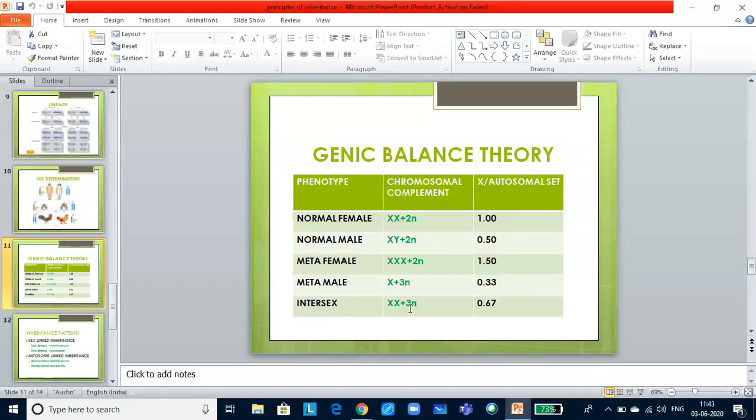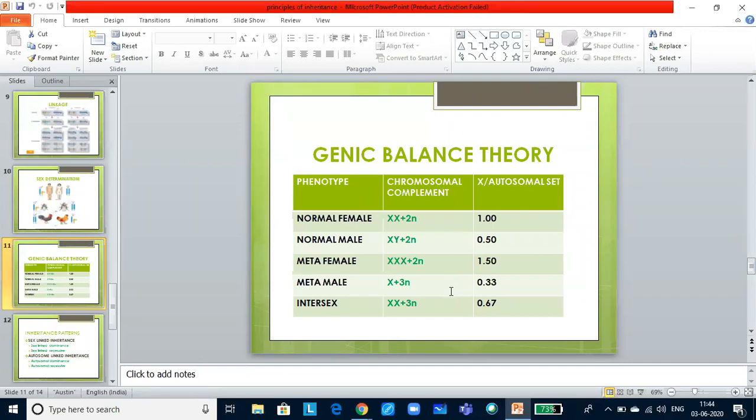In an intersex, there will be 2 X chromosomes, but the autosome sets will be 3 in number. So there is a reversal, and that is why it results in a gynandromorph or intersexed organism with a ratio of 0.67. So if they give you a question with a chromosomal complement and ask you to identify it, with choices like normal male, female, or whatever, you take the number of X chromosomes and divide by the autosomes, and decide depending upon the ratio.